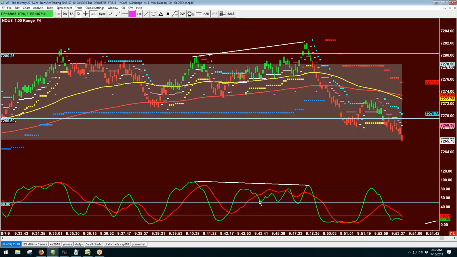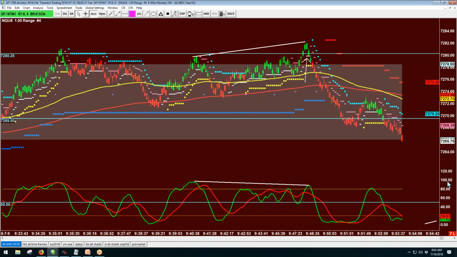I generally wouldn't use divergence if the stochastic is hanging in the middle here. As long as one of them is overbought or oversold, that's usually better. But when they're just hanging in the middle here, I wouldn't trust them too much. So anyway, if you wanted to short on this, generally you'd wait for that stochastic to roll over below 80 and you'd wind up getting in under this bar here.